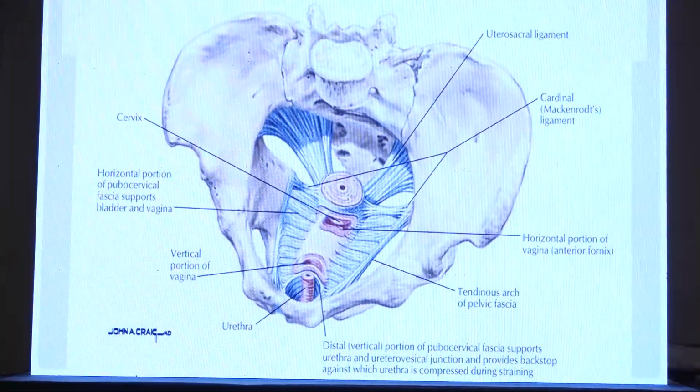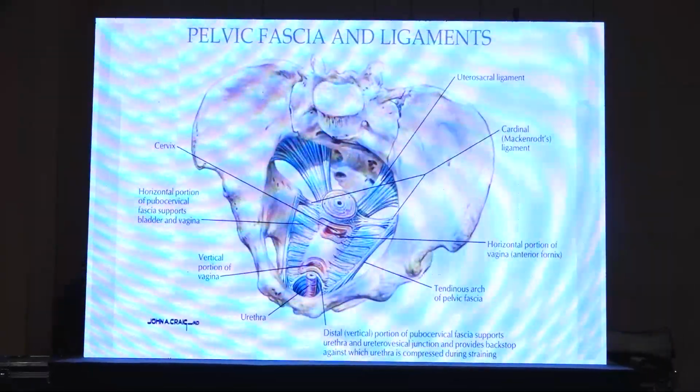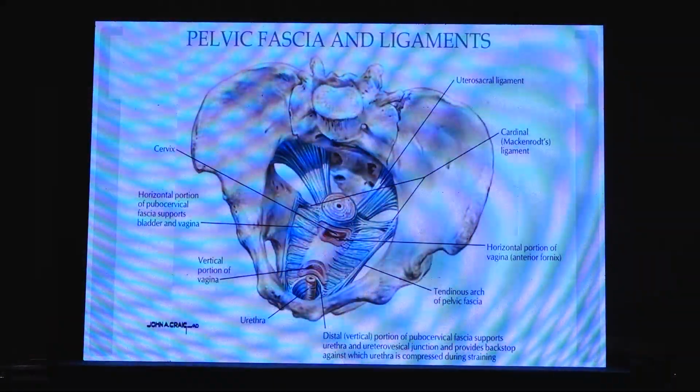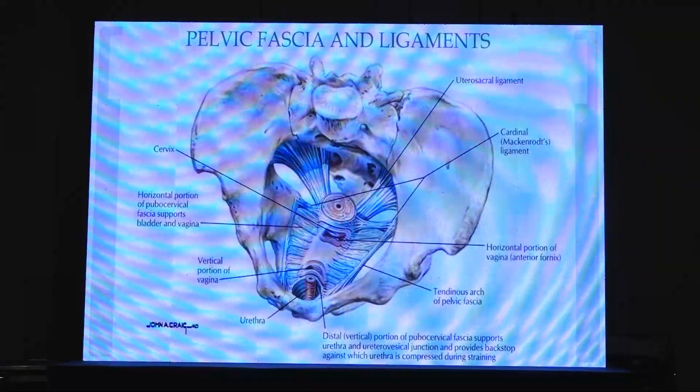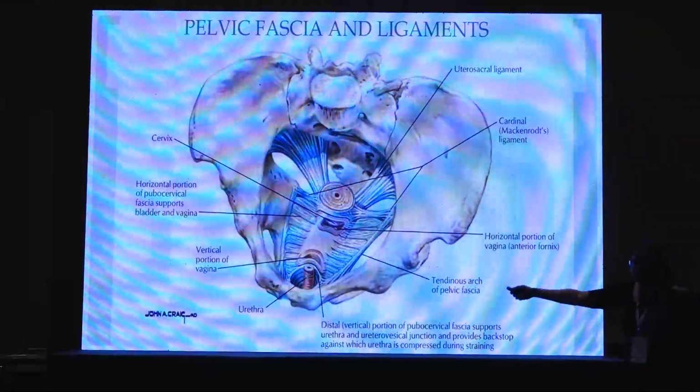When you remove the dynamic support, that is the muscular support, here come the fascial and ligamentous supports. You can see what all ligaments are here. Uterosacrals, here is the horizontal part of the pubocervical ligament. The vertical portion of the vagina is supported here. The vagina is just lying on this fascia. Then the urethra, and of course the tendinous arch here. Everything is attached to the tendinous arch, that is the white line.